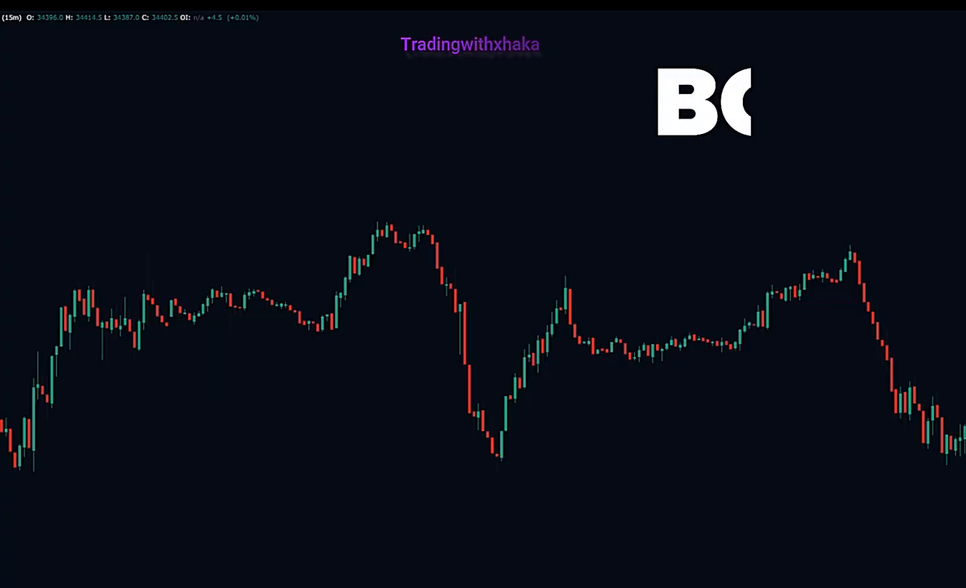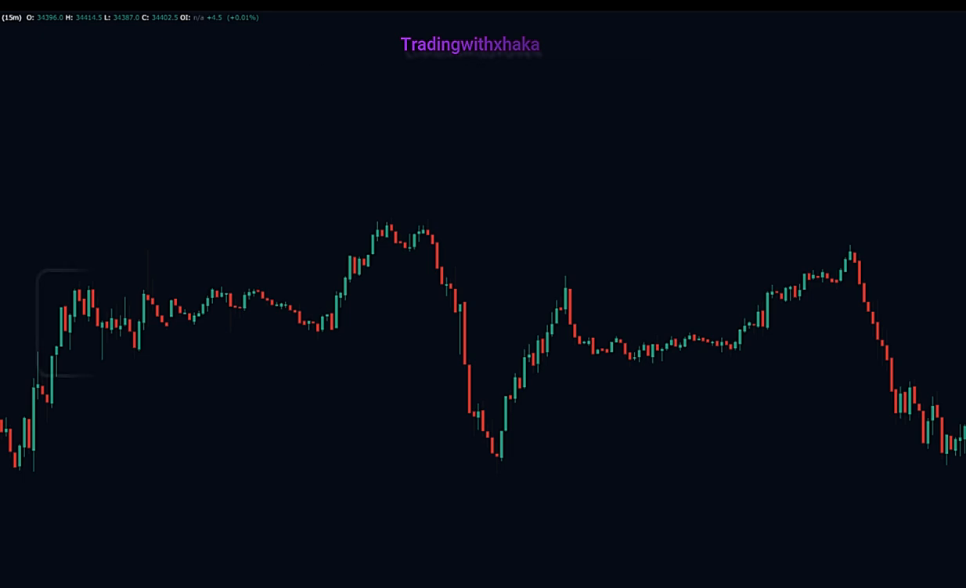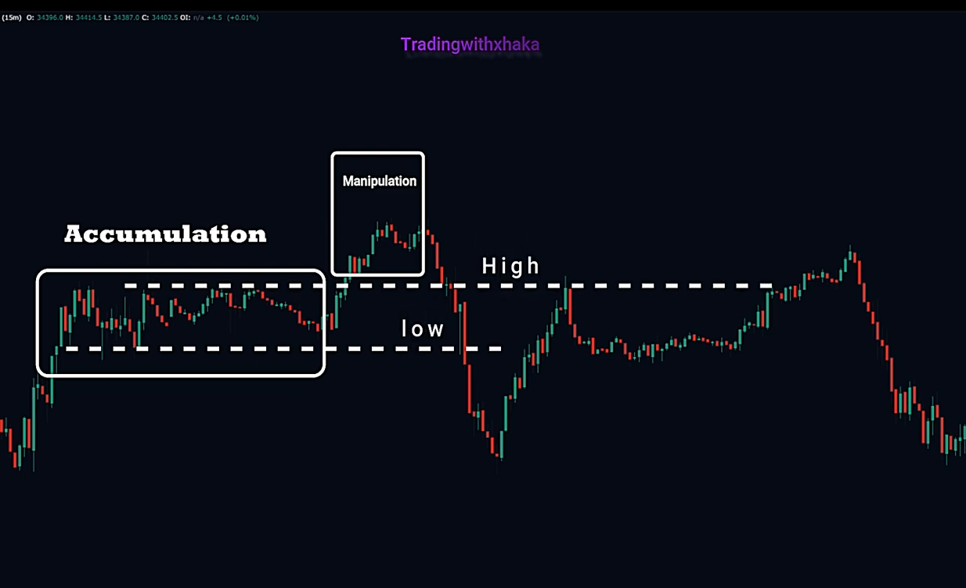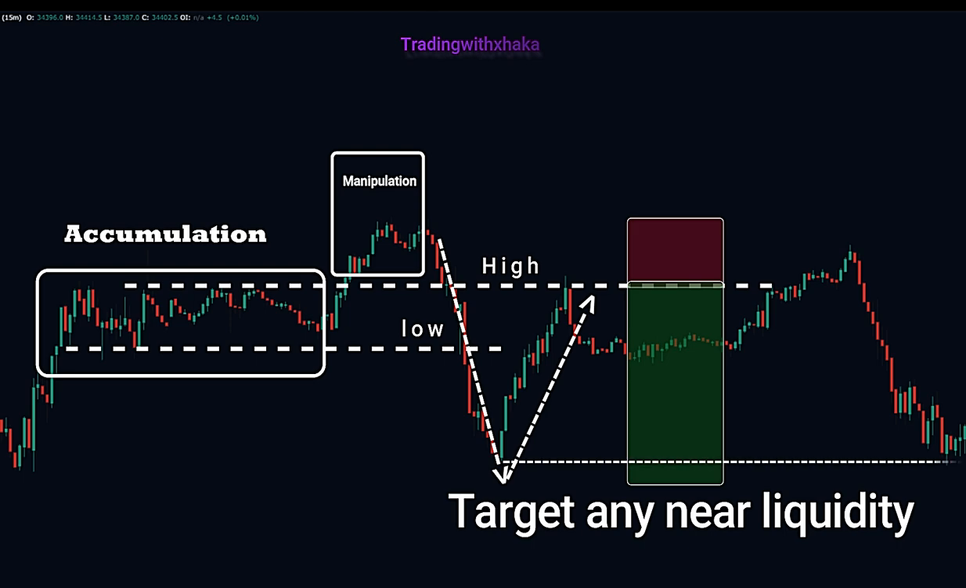So let's go. Today's video is all about the box setup. If you're still struggling to find a strategy that has an edge over the market, here is one. With ICT concepts, the box setup is an essential entry model that helps you identify the direction of the market for the next day, and you can use this as a strategy.